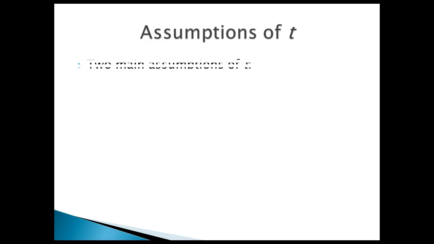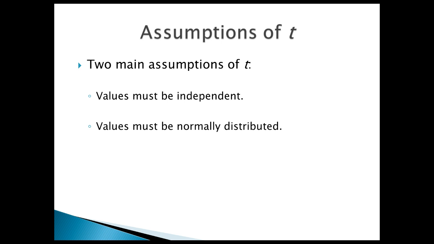So what are some assumptions of t? Values must be independent. That's pretty much true of parametric statistics. Values must be independent, or observations must be independent of each other. Values must be normally distributed, so a normal distribution. And both of these assumptions are the same as z. Now what's the difference between a t and a z? That's right, population standard deviation is unknown for a t. So you have to use a t and estimate the standard error based upon the sample standard deviation.